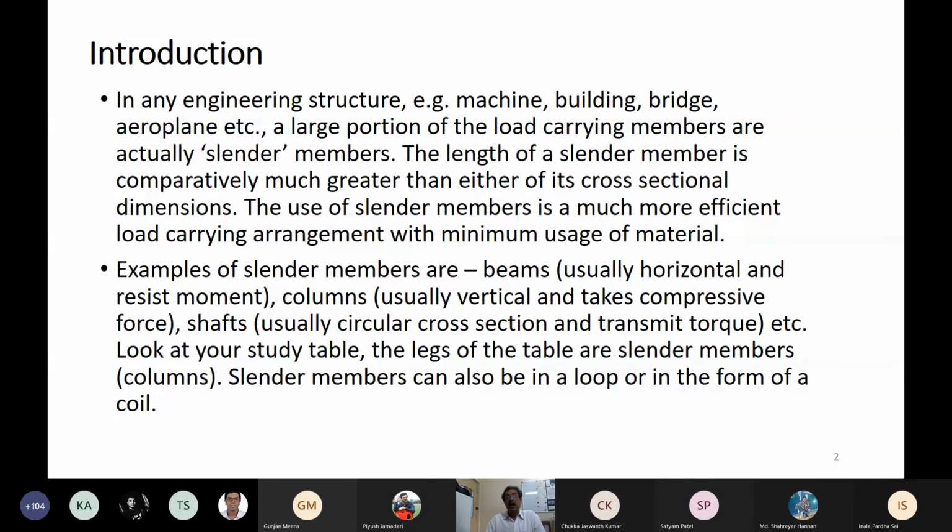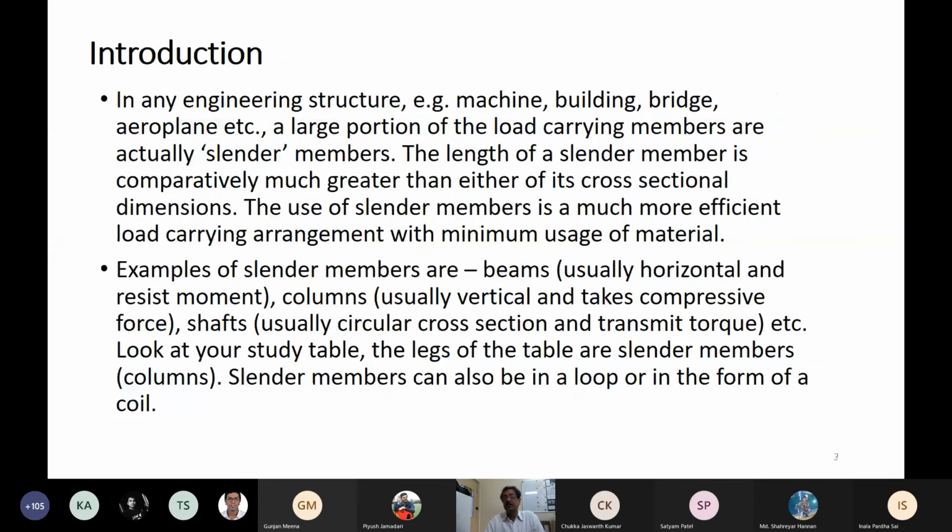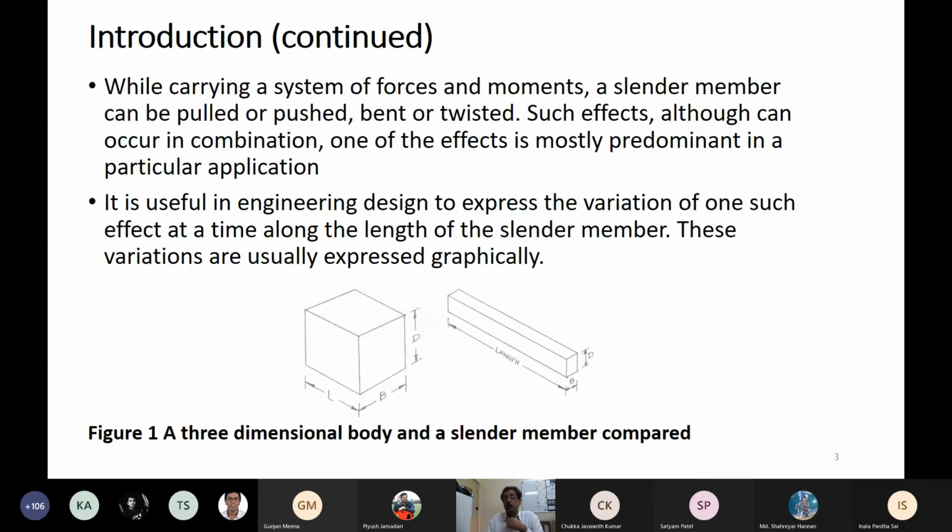So with that, I will say first, let us discuss what a slender member is. There are plenty of examples in practice. Actually, slender members are more efficient in working. Suppose our hands and legs are slender members. That's how we are able to walk so efficiently, and also with hands we can do so many works efficiently, because technically speaking, a slender member has one of its dimensions much larger than the other two in the cross section, and that's how it can span very large distances with minimum usage of material.